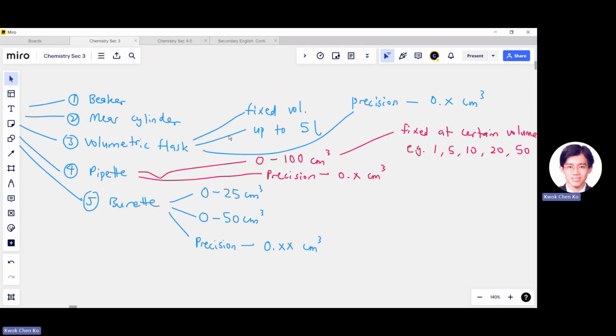But of course you can also dispense different volumes. That means if you want to dispense, let's say 10.5 ml, 10.5 cubic centimeters, make sure the liquid goes to 0, then you release all the way to 10.5 here. This practice, you may get to use this for a practical.